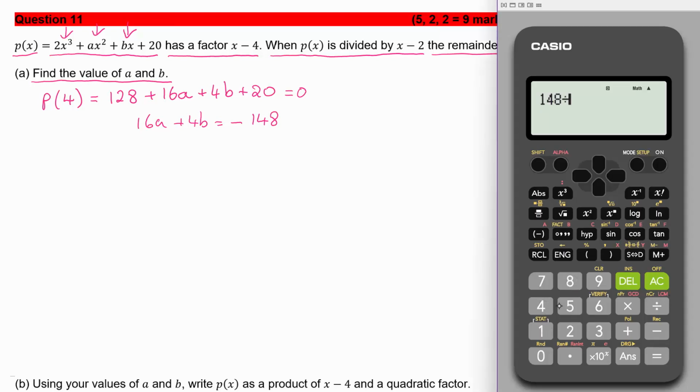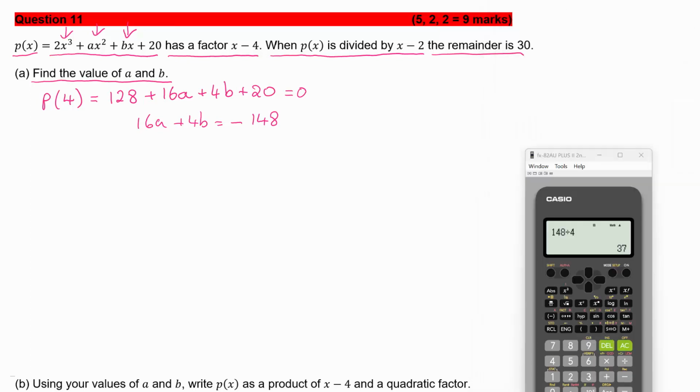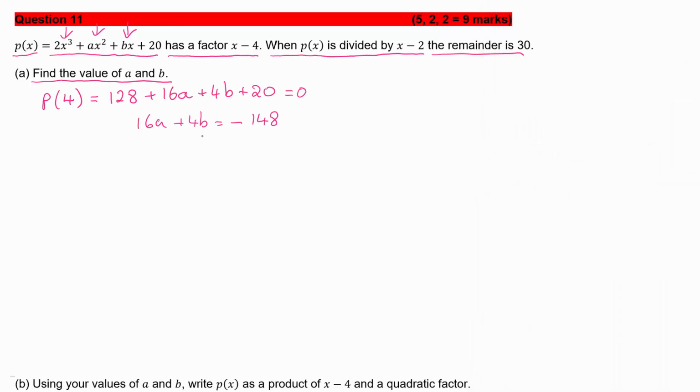148 divided by 4 is 37. So we can divide through by 4 and get 4a plus b is negative 37. And we'll call that equation 1.